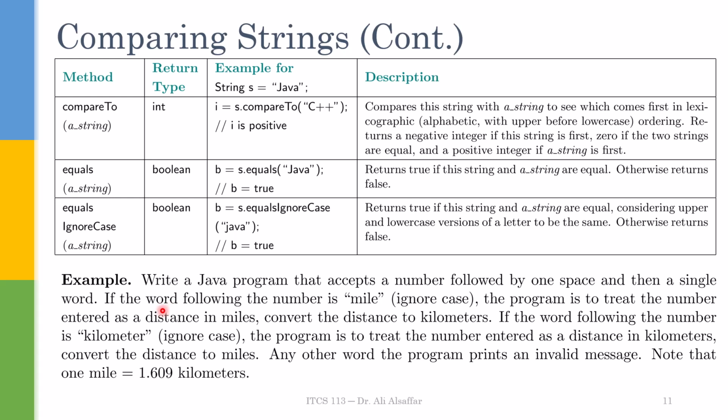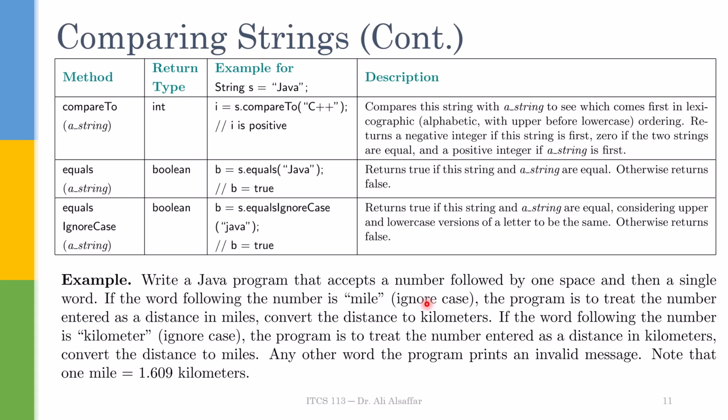The question says if the word following the number is mile, ignore case. When we say ignore case, it means the user can type this word in any case: all capital letters, all small letters, or starting with a small letter. So how do we check that the user has typed the word, the spelling is correct, but it doesn't matter whether small or capital letter? We should use equalsIgnoreCase. It's written between brackets here, ignore case. So this gives you a hint that you should use equalsIgnoreCase rather than using equals.